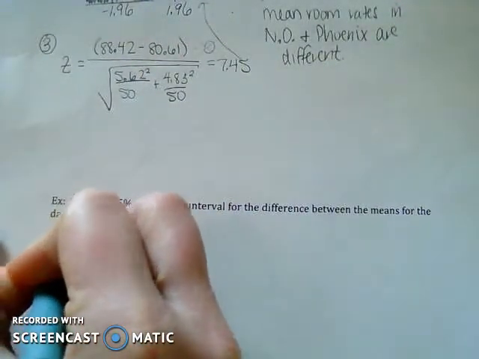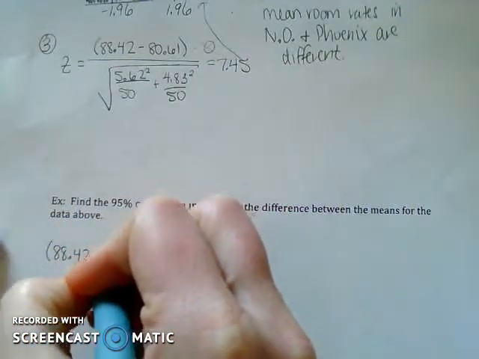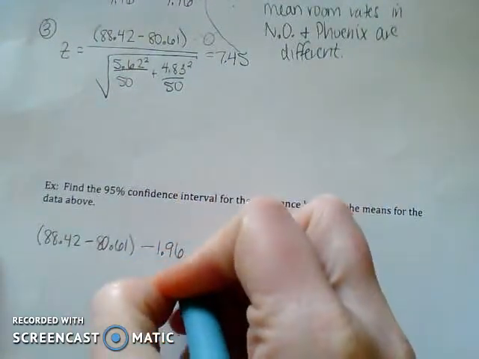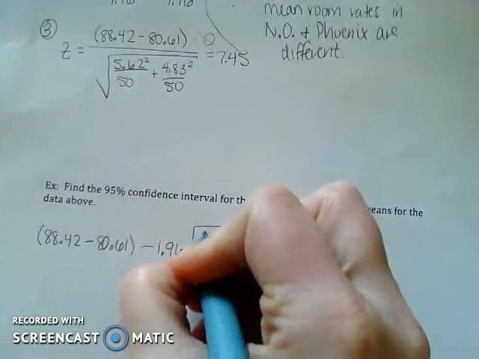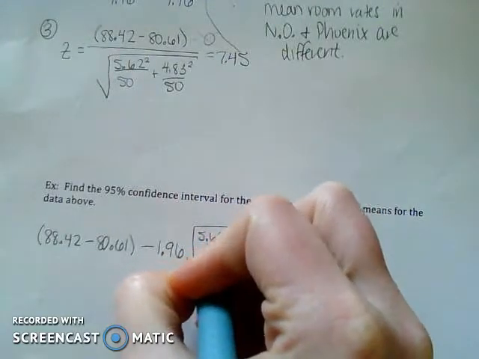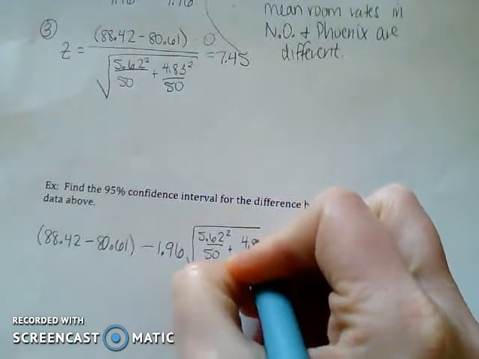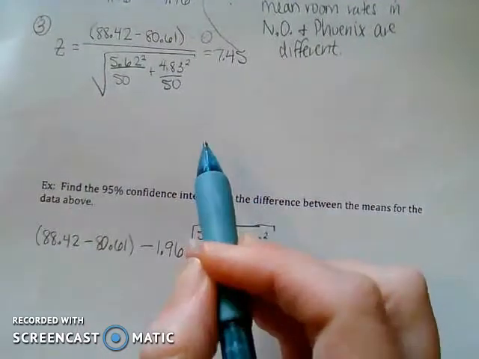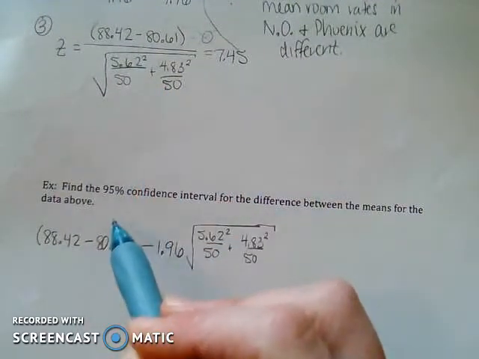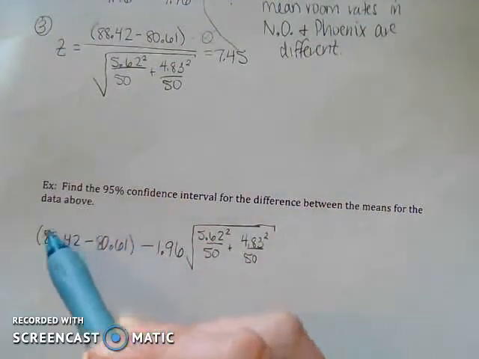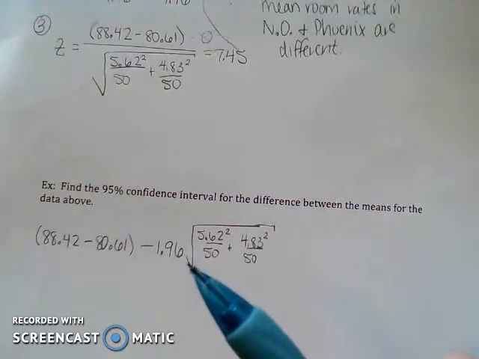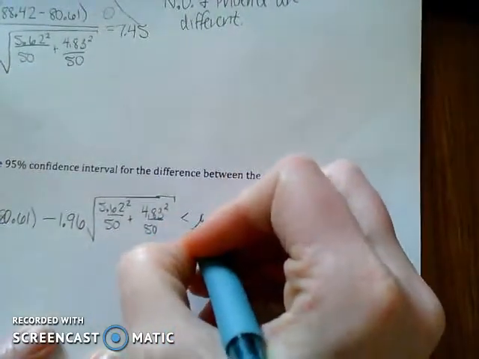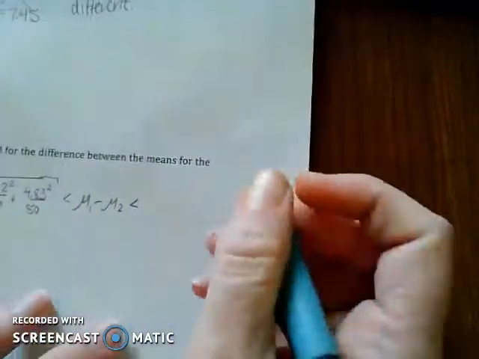So what we do is 8842 minus 8061 minus 1.96 times the square root of 562 squared over 50 plus 483 squared over 50. So you can notice this is the exact same thing as the denominator we have right here, okay? And this part's the numerator. A lot of people will actually subtract this, so it's one less thing you have to type in to this whole thing, but it's up to you. All right, so that's less than mu1 minus mu2, which is less than that whole thing.